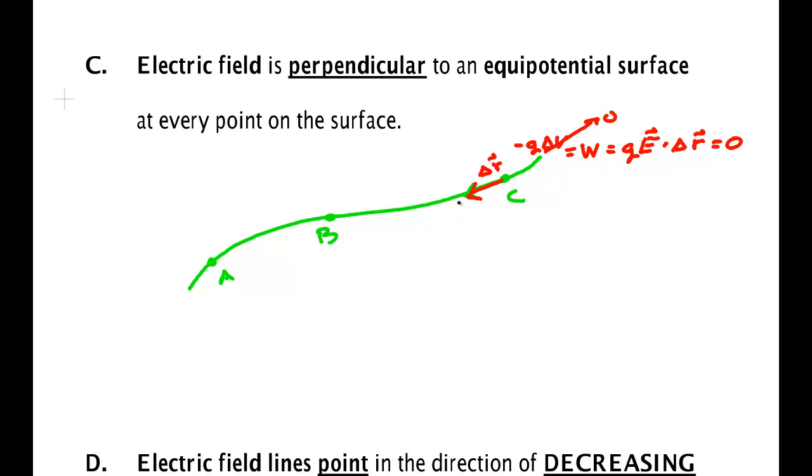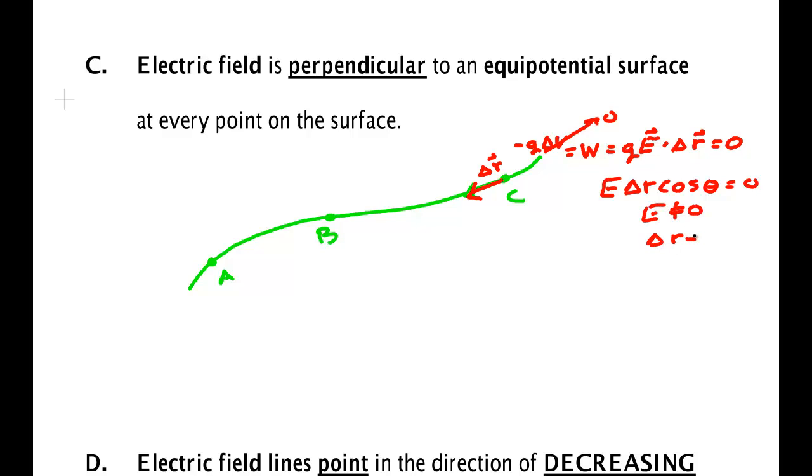Well, if you've got a displacement and you have an electric field, the only way that this can be equal to 0 is because E delta R cosine theta is 0. E is not 0.